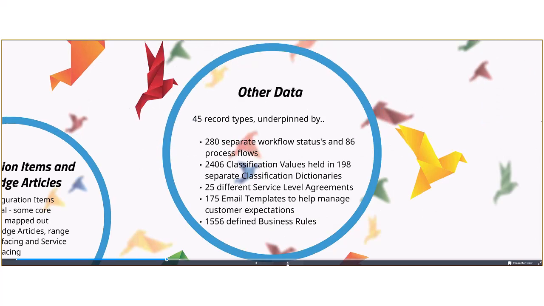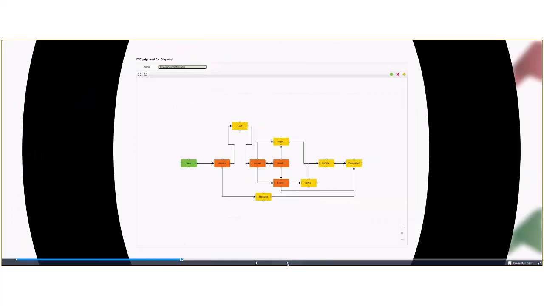Moving on, what other data do we manage in Marvel to help us deal with all of this in a logical way? Those 45 record types that we manage in the Marvel system are underpinned by various different data sets that we maintain within the system. So there are 280 separate workflow statuses contained within 86 different process flows that we manage within the tool. This is just an example of one of the 86 process flows that we manage in Marvel.